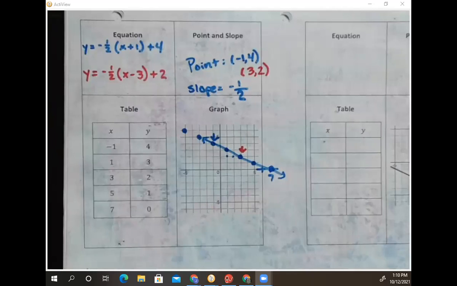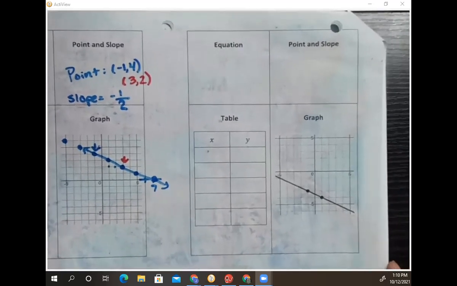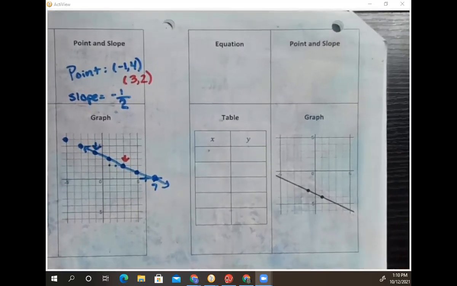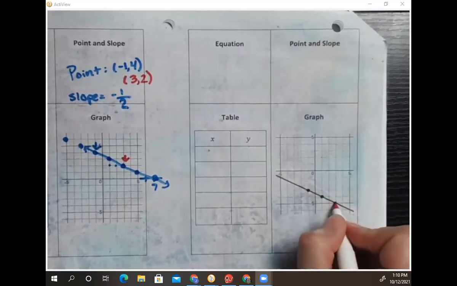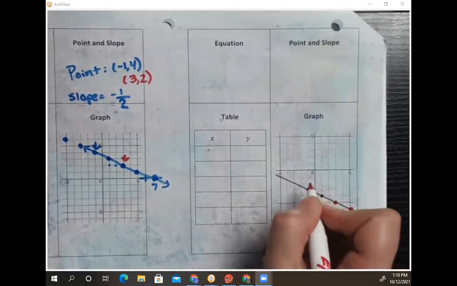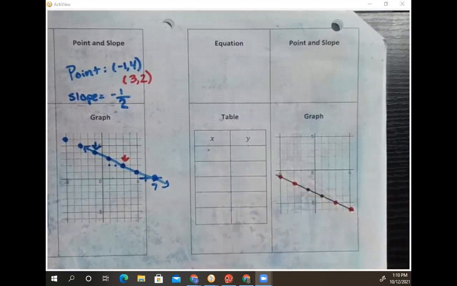We're going to take a look at one more together. If I just scoot my paper over here. This time we're starting with a graph. There are a couple of bolded points on here, but we can see other nice points on our graph. I'm going to go ahead and do my table first. So I'm just going to take the points from my graph and throw them in my table.